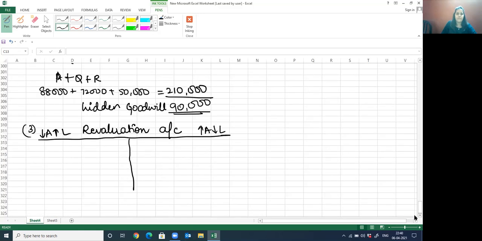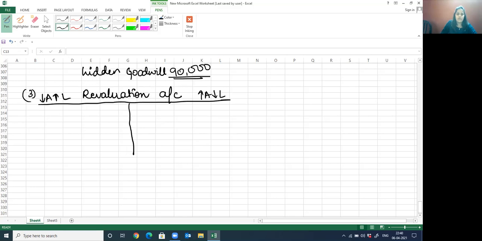Okay. Now, first one, they are telling furniture is to be written down. So you write to furniture by 1740. Then stock is to be depreciated by 5%. So stock value into 5% will give you 2140.